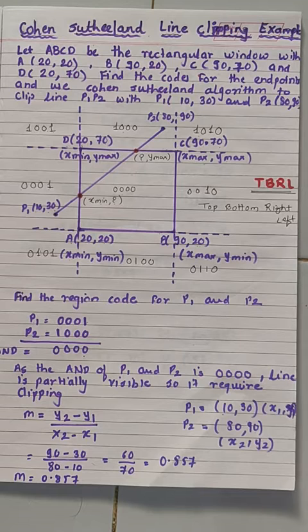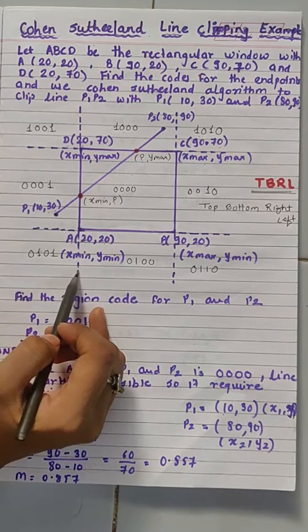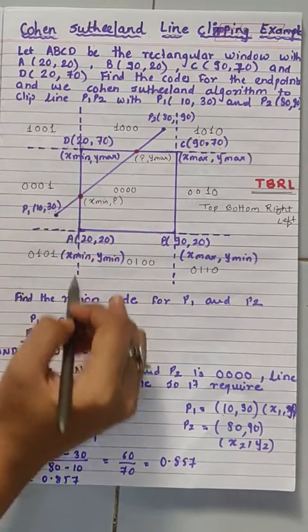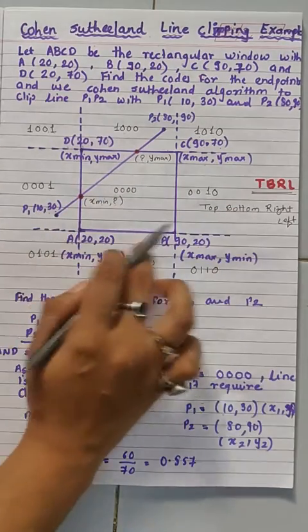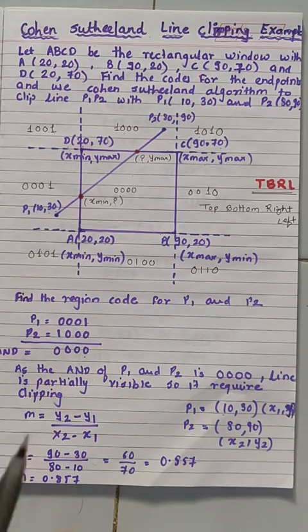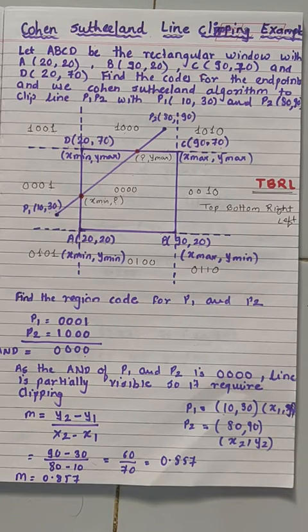The Cohen-Sutherland line clipping algorithm gives one technique to give region codes to each individual region. It requires us to divide the window plane into 9 equal parts. So we have to extend those x and y positions of the window edges, and we will get 9 different regions over here. These 9 regions will each be identified with a region code, so for each region there will be one region code.